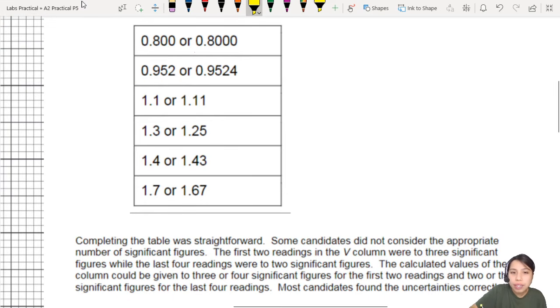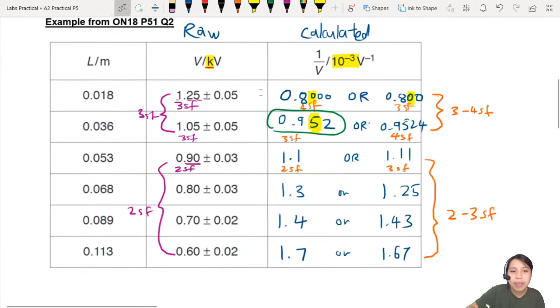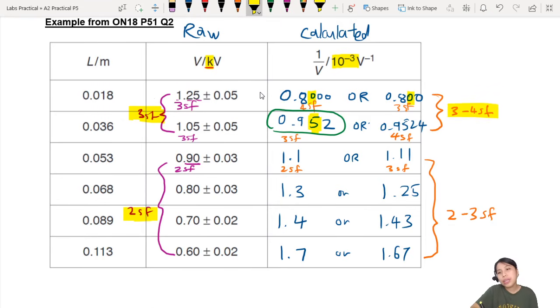So you notice in the examiner report, they mention that the first 2 readings are 3 SF. But then the last 4 readings were 2 SF. And a lot of people did not realize that and did the mistake. So don't be that candidate, okay? Remember, here is 3 SF, 2 SF. And therefore, here can be 3 to 4 or 2 to 3.